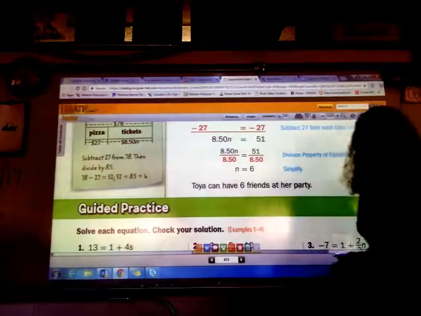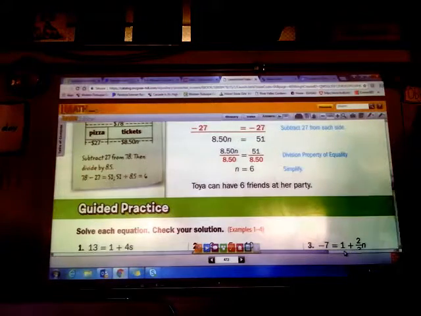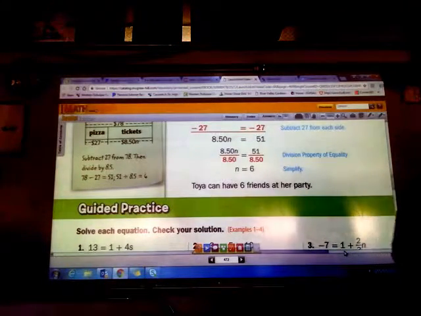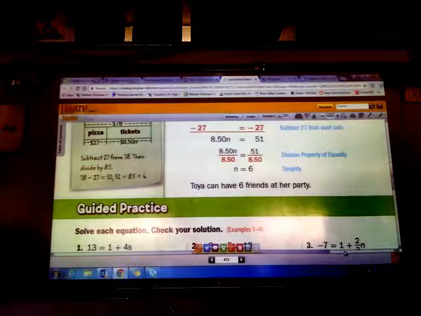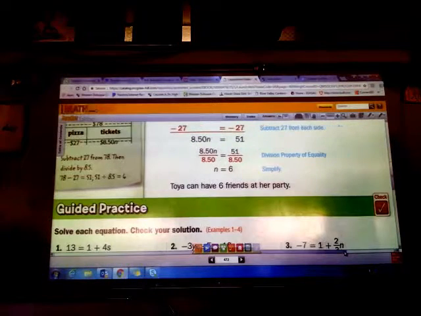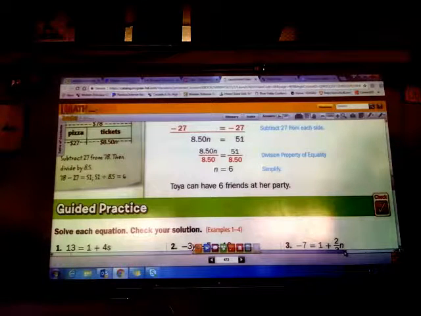And so what I would like you to do right now is go ahead and take a look at the top of 472, example 5. It says Toya had her birthday party at the movies. It cost $27 for pizza and $8.50 per friend for the movie tickets. How many friends did Toya have at her party if she spent $78?